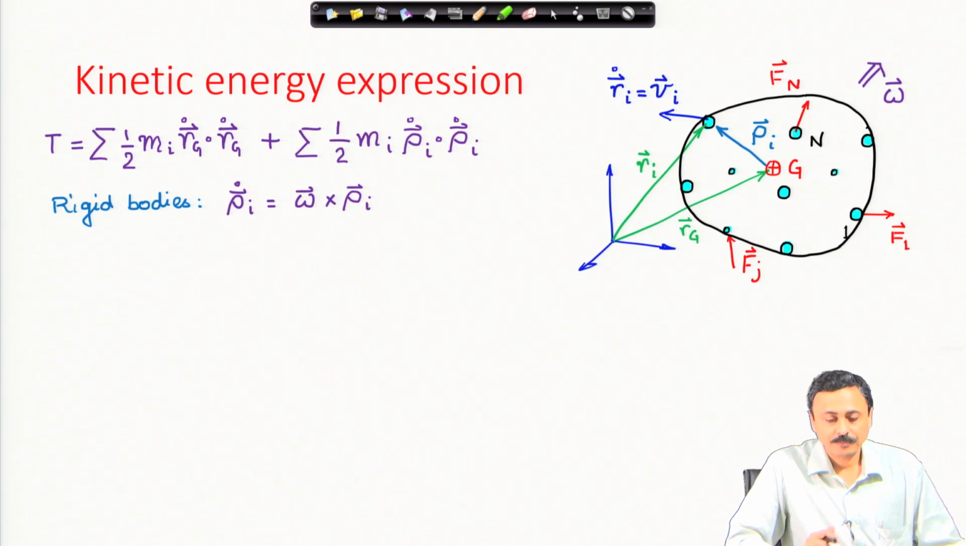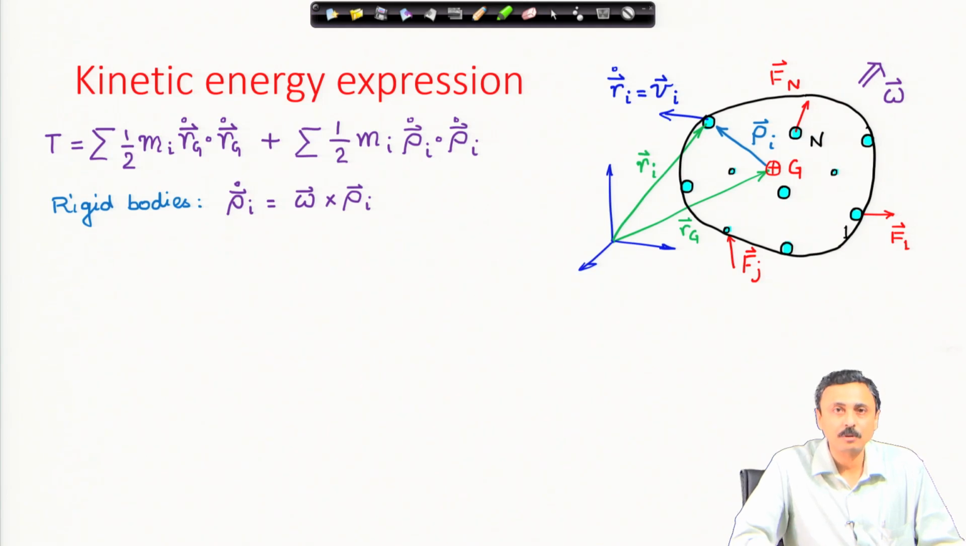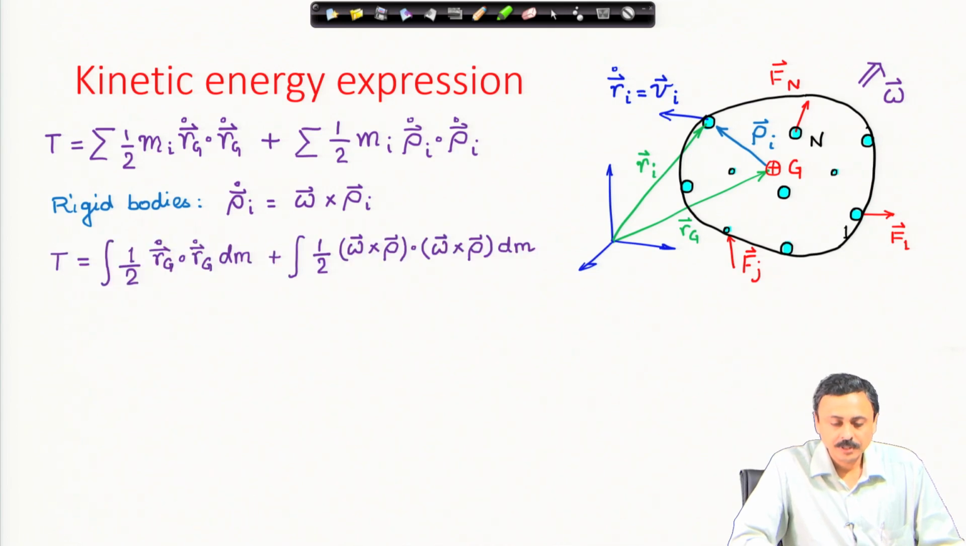For rigid bodies, this can be written very simply like this: omega cross rho i. This follows from our discussions on kinematics, because the center of mass and the ith point particle both are parts of a rigid body. Therefore, the relative velocity is omega cross the relative vector, which is rho i. For rigid bodies, that summation goes over to an integral, and our measure for this integration is the small mass of that infinitesimal particle that we are considering, dm.